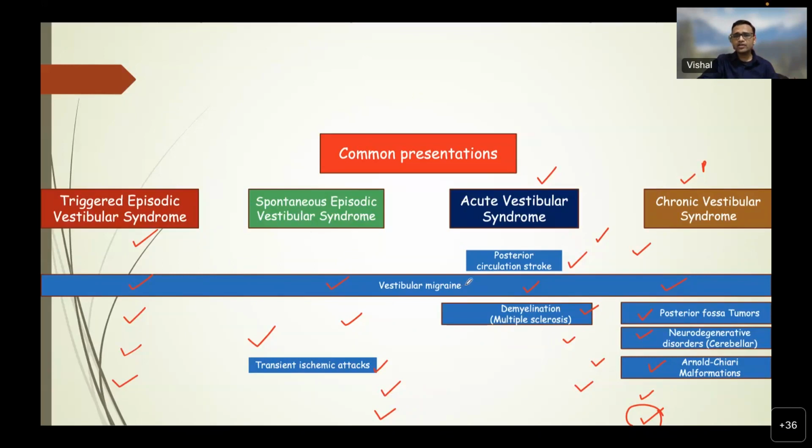The most common central disorder is vestibular migraine, and it can present like any syndrome: triggered vestibular syndrome, spontaneous episodic vestibular syndrome, acute vestibular syndrome, or chronic vestibular syndrome. The most common presentation is spontaneous. They can additionally have a triggered component, like positionally triggered or head motion induced dizziness. During an acute attack, the patient can present with acute vestibular syndrome.